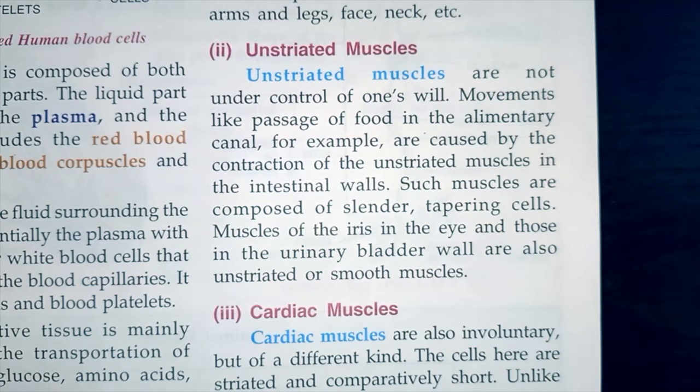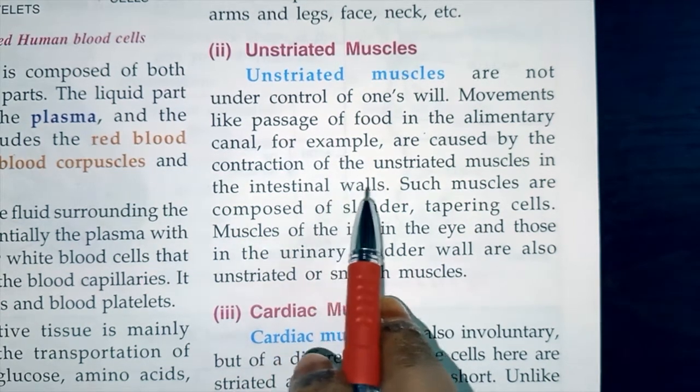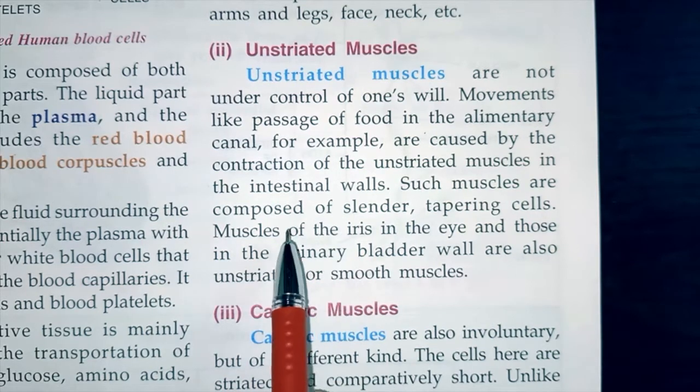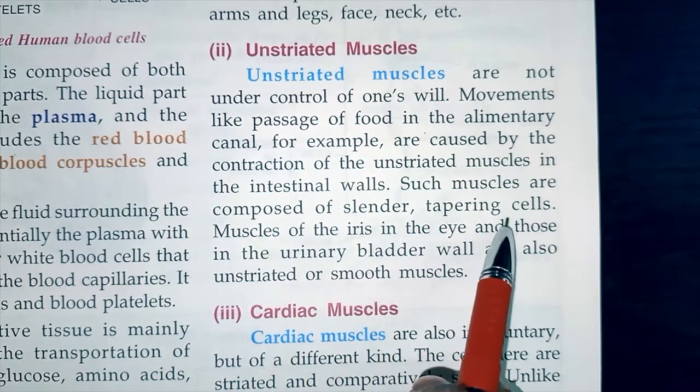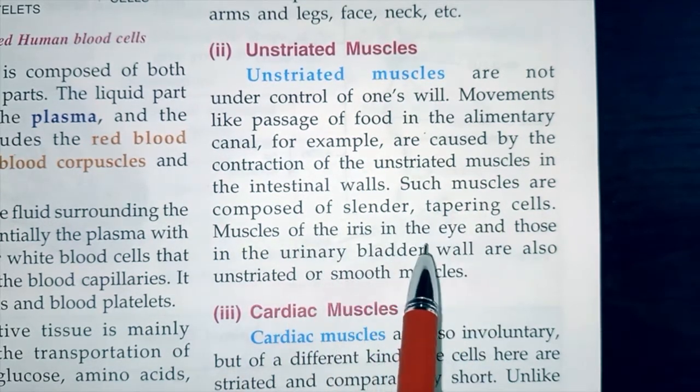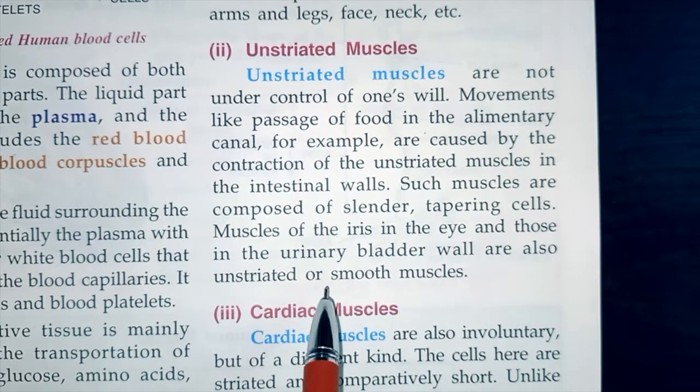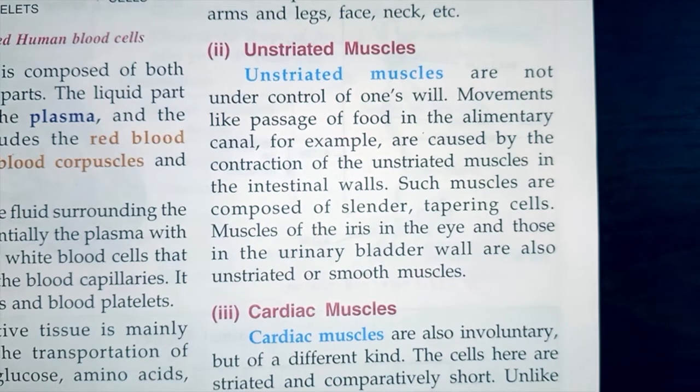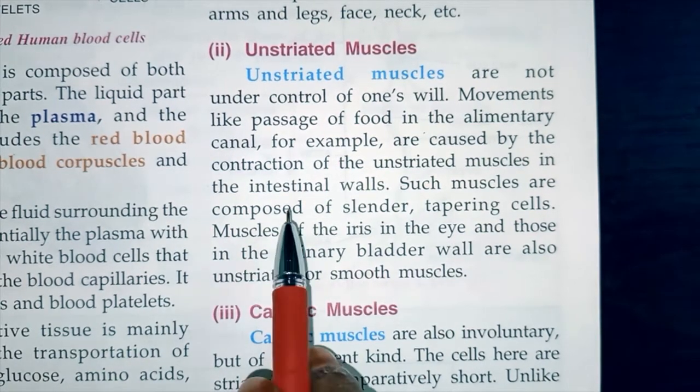We can't control how, like we are going to just eat the food and the food goes down because of the contraction of muscles. Which muscles help in the contraction of the passage of food? Unstriated muscles. Such muscles are composed of cylinder tapering cells. Muscles of the iris in the eye and those in the urinary bladder wall are also unstriated or smooth muscles. So where are they present? They are present in the intestinal walls.